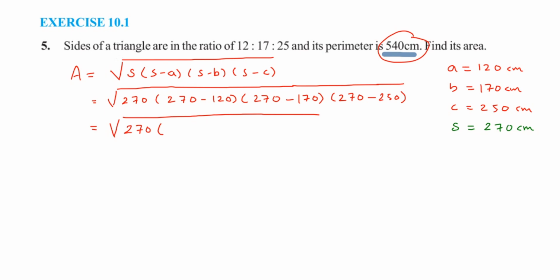When you subtract 270 and 120, we get 150. So we can write times 150. And the next, 270 minus 170, is 100, times 270 minus 250, which is 20. And this is area, so you can write the units here or you can write the units at the end. You can write centimeters squared in each step, or you can put the units at the end. Now we have to solve this.